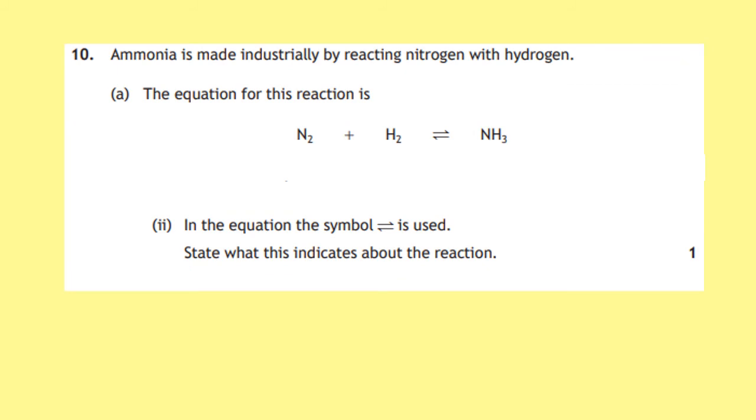So we have got an equation for the production of ammonia from nitrogen and hydrogen. And it says that we've got this symbol where we've got an arrow pointing in both directions. What does that symbol indicate? That symbol indicates that the reaction is reversible.